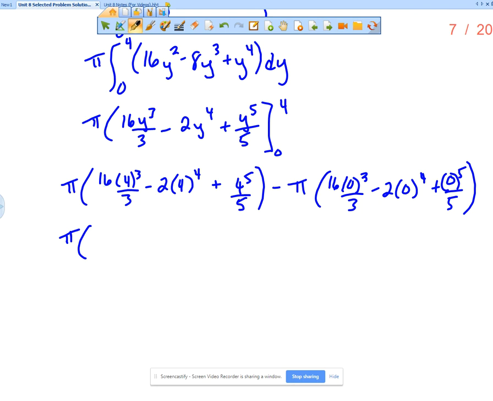So I've got 16 times 4 cubed. Of course, 4 cubed is 64, times 16, that is 1,024. Don't fret over that number. Then I have 2 times 4 to the 4th. 4 to the 4th is 64 times 4, which is 256, times 2, which is 512. And then plus 4 to the 5th, which is 1,024 fifths. Yes, this is certainly very annoying.